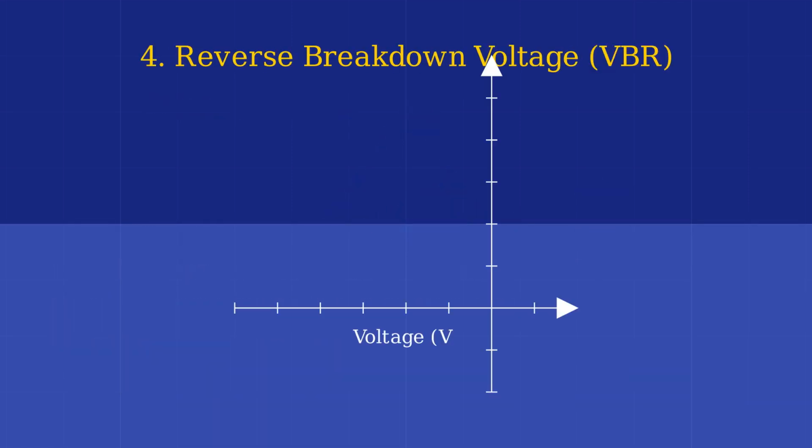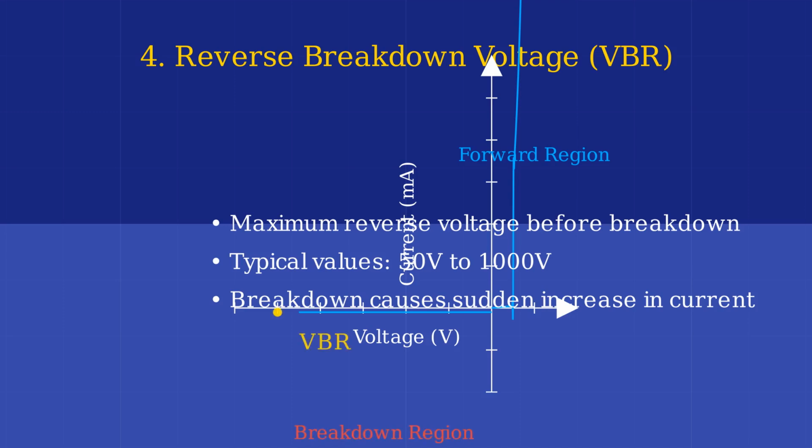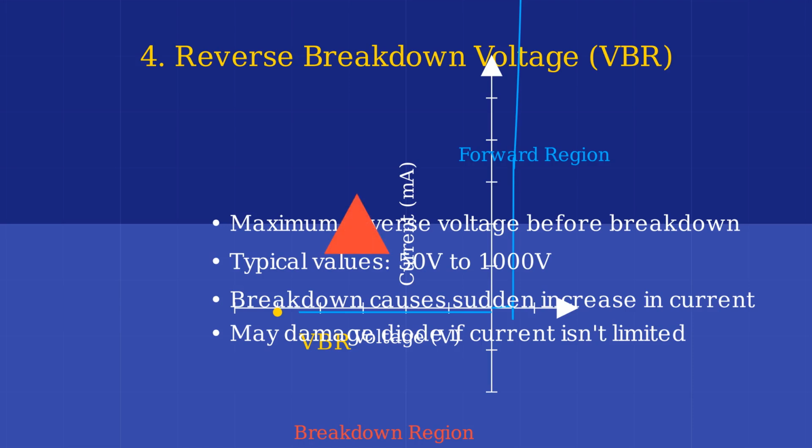Reverse breakdown voltage, or VBR, is the voltage at which a diode in reverse bias suddenly begins to conduct large amounts of current. Most standard diodes have breakdown voltages between 50 and 1,000 volts. When this voltage is exceeded, the diode enters breakdown, and current increases dramatically. Operating a diode in breakdown can permanently damage it if the current isn't externally limited. However, Zener diodes are designed to operate safely in this region.